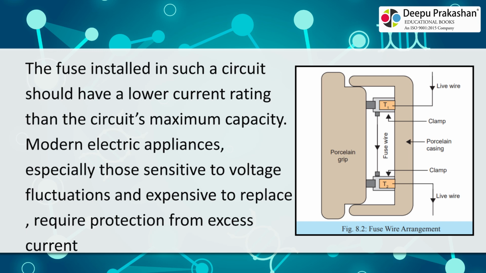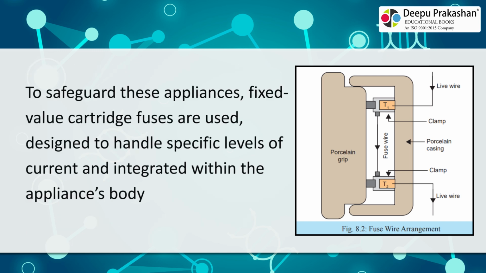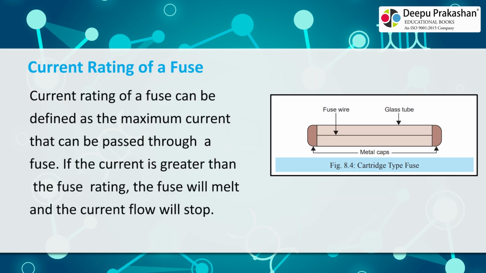Modern electric appliances, especially those sensitive to voltage fluctuations and expensive to replace, require protection from excess current. To safeguard these appliances, fixed-value cartridge fuses are used, designed to handle specific levels of current and integrated within the appliance's body.